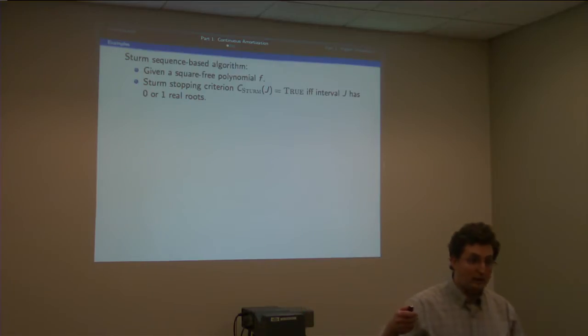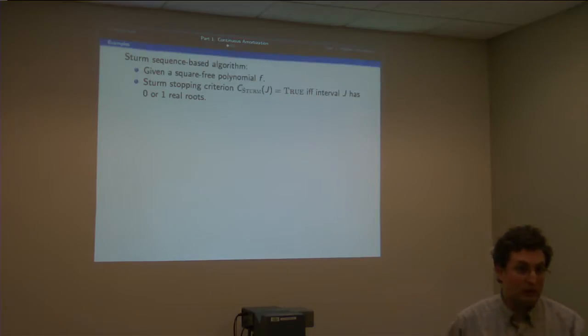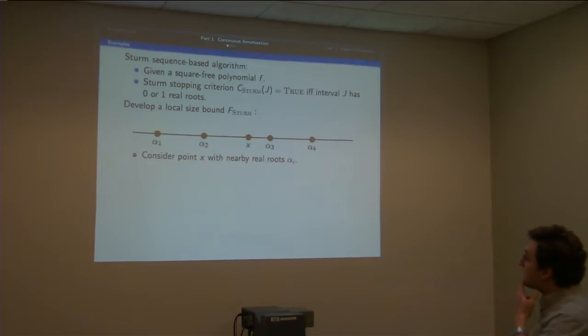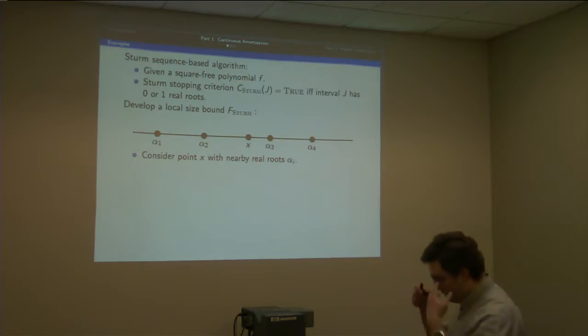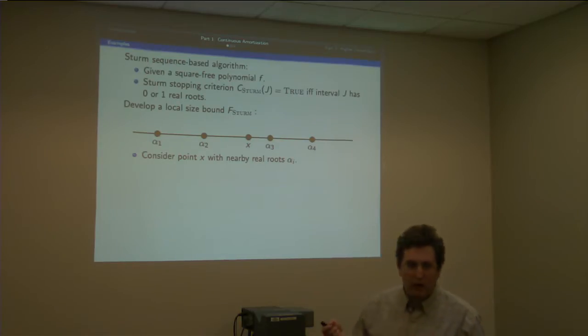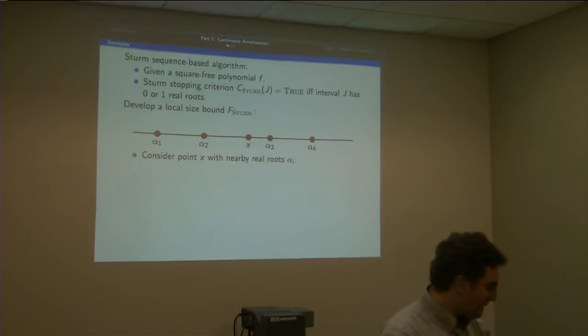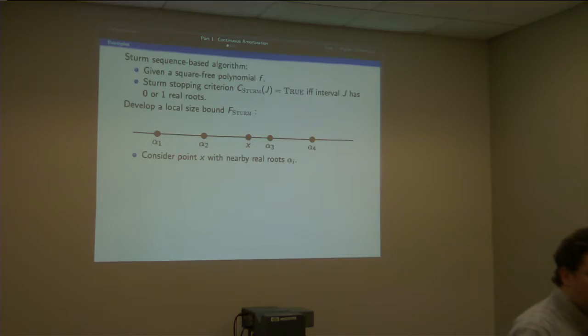If you've got 0 or 1, you don't subdivide. If you've got more, you subdivide. Okay? So let's think about x. What's a local size bound for x? What would it mean that an interval has to be subdivided? An interval is subdivided if it's got 2 roots. When does it have two roots?